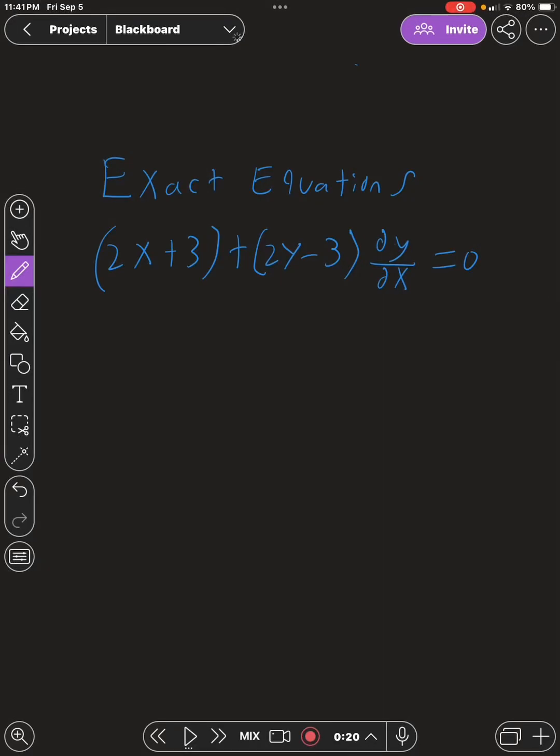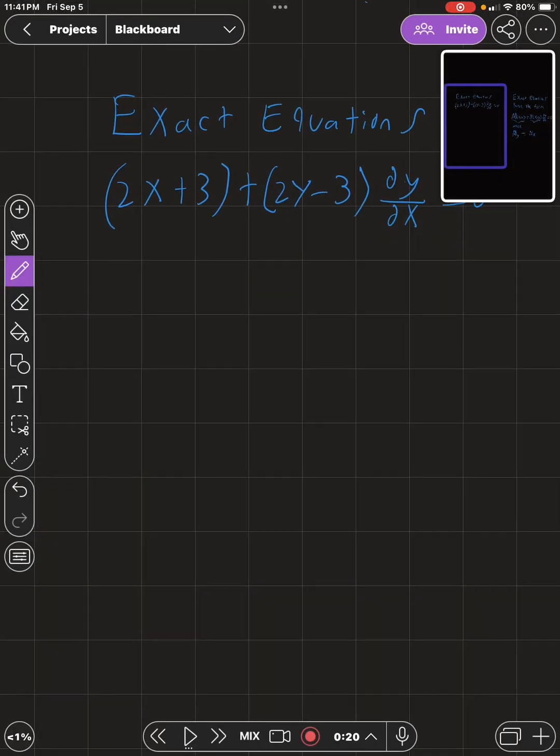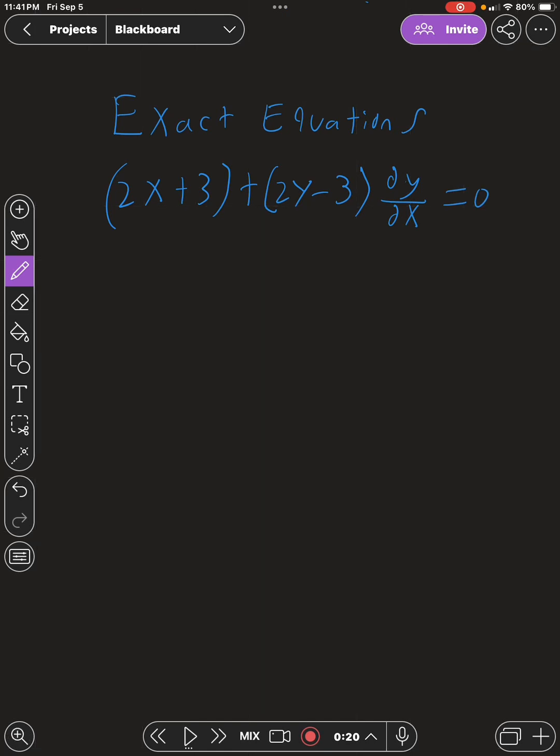All right, let's continue on doing some differential equations. I'm very excited. I don't know about you guys, but after a long, hard week of work on a Friday night, I like to unwind by doing differential equations. So join me and let's have some fun.